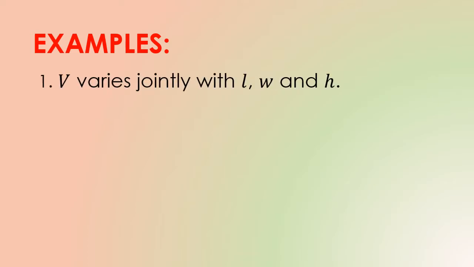So, class, for the examples na gagawin natin, V varies jointly as L, W, and H. Ganito lang siya kasimple. V varies jointly, so meron kang k na maliit as L, W, and H. Ganun lang siya kasimple. Tingnan natin kung ano yung magiging sagot. Okay, V is equal to k L W H.